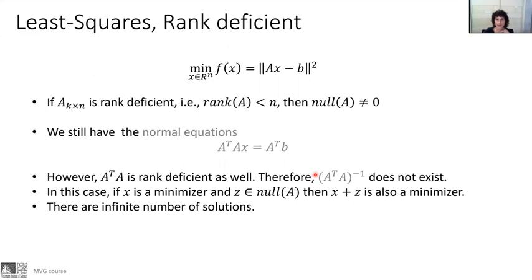What happens when A is rank deficient? It means, for example, that we have fewer rows than columns, or that the rank of A is smaller than n, when A is k times n. Then the null space does not contain only the zero vector. So first of all, we still have the normal equations, but we cannot invert A transpose A since A is rank deficient.